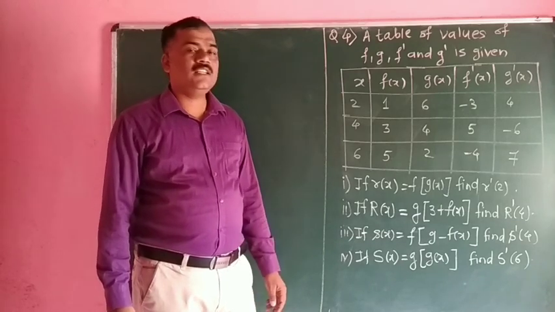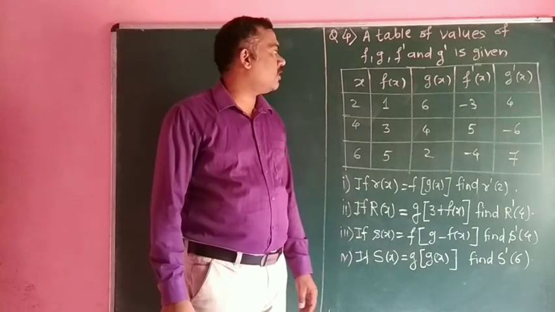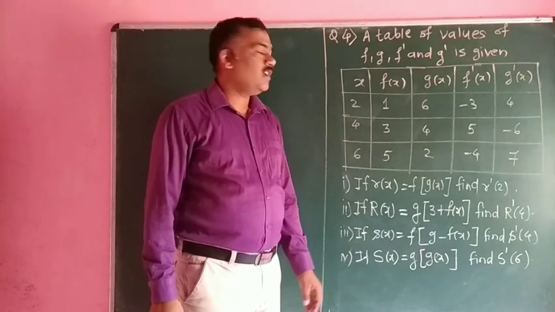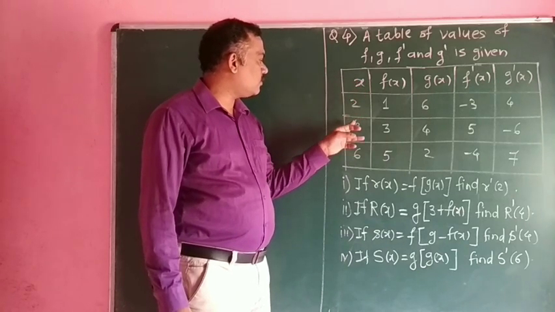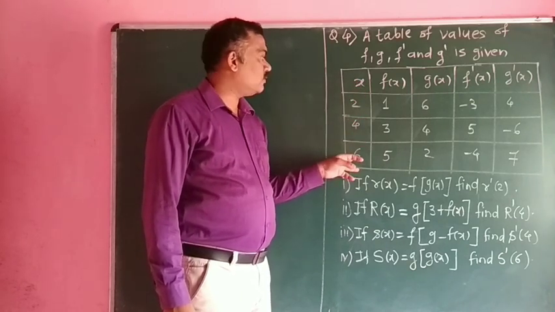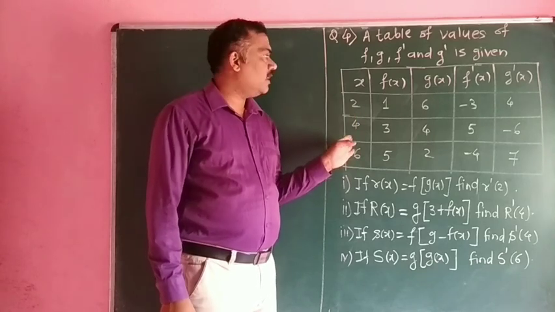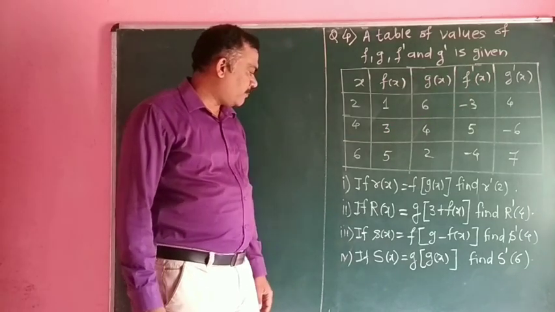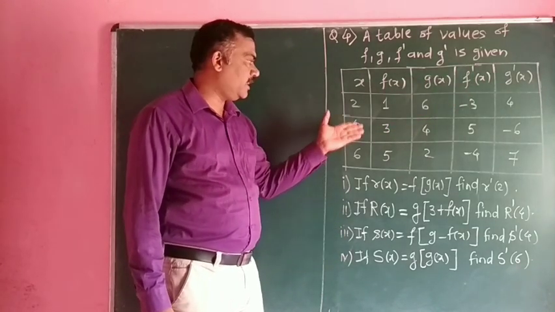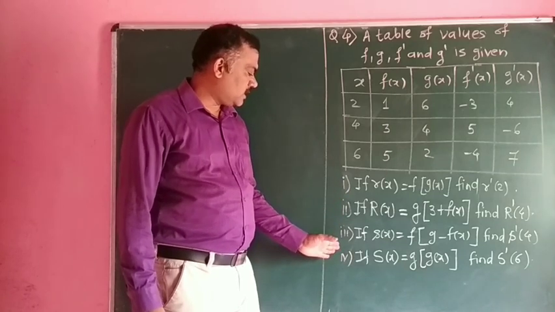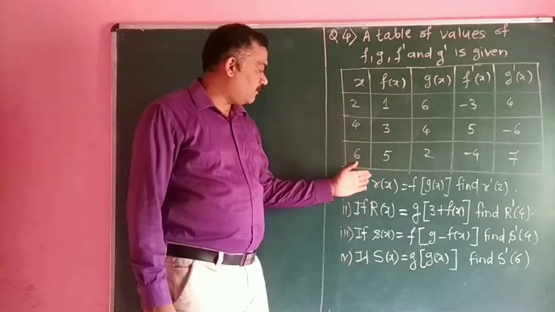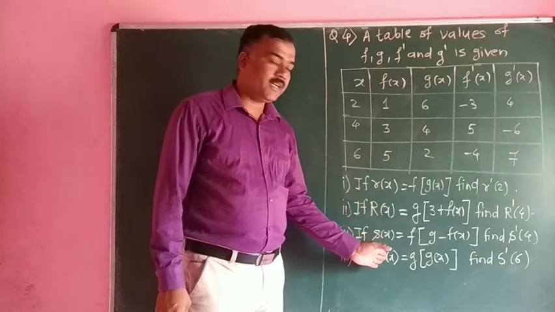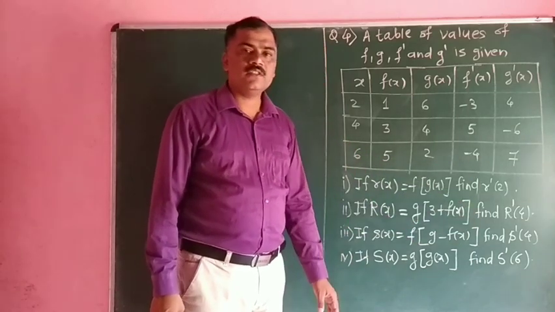We are given a table. In the table we are given the values of f of x, g of x, f dash of x, and g dash of x for different values of x: x equal to 2, x equal to 4, and x equal to 6. Related to this, there are 4 questions. We have to define different functions: small r of x, capital R of x, small s of x, and capital S of x, and we are asked for the values of these.